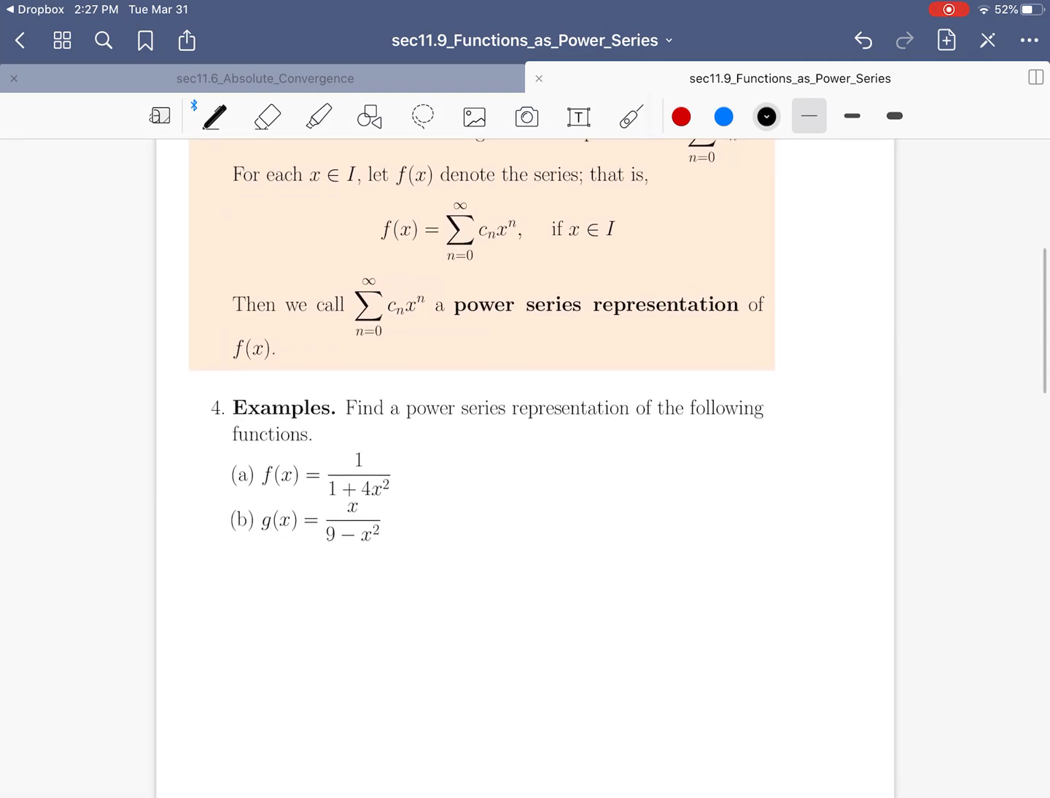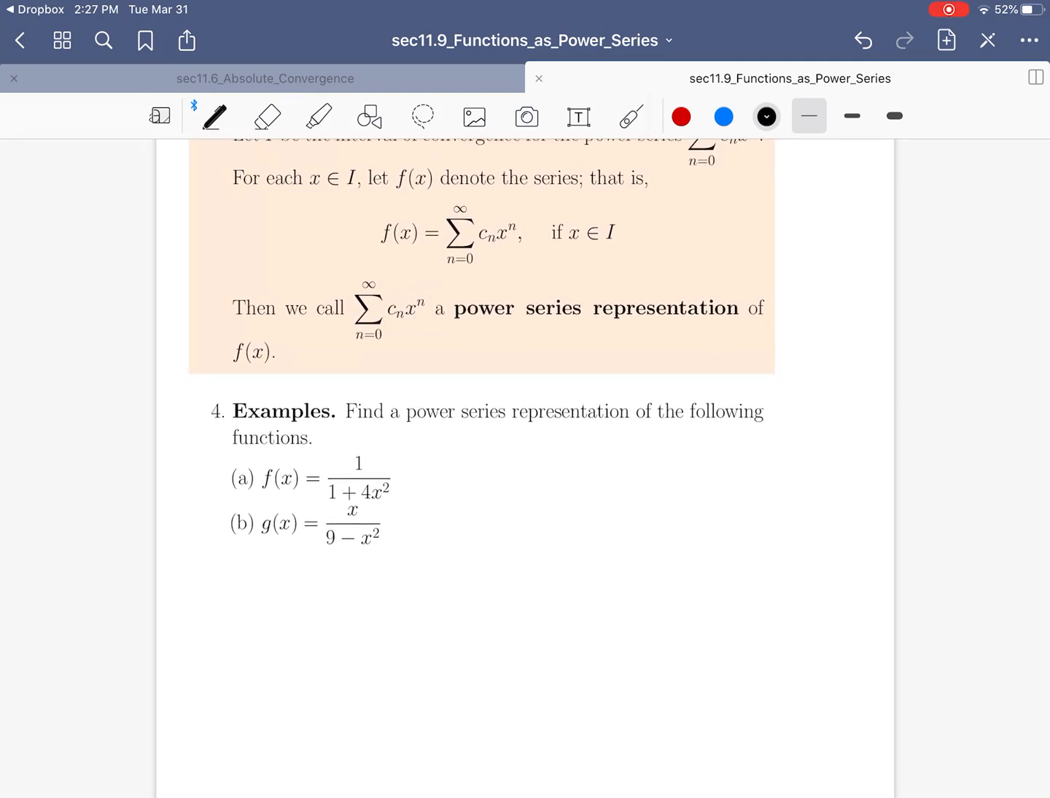Okay, let's do a couple more examples. Let's find the power series representation of the two functions f and g here. Again, we're going to think about the power series representation of 1 over 1 minus x, which is the sum of x to the n, and this is for absolute value of x less than 1.